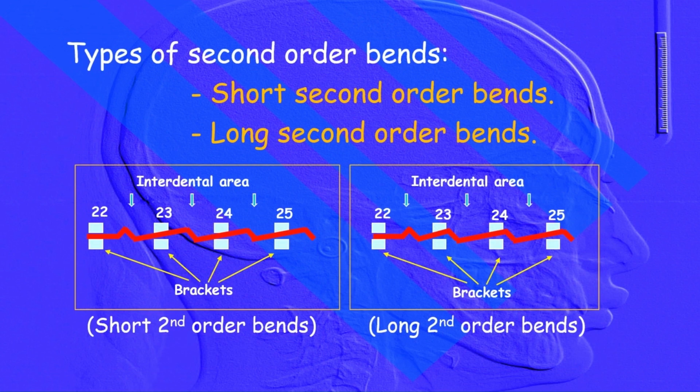Now, we will discuss different types of second-order bends. There are two types of second-order bends given in the arch wire. The first one is short second-order bends, which are typically given in the arch wire to achieve the normal mesiodistal angulation of the teeth or for the preparation of anchorage. Short second-order bends are given at the midpoint of interproximal areas. Long second-order bends are given during the extraction space closure and are given just distal to the brackets so that the arch wire can slide to a greater distance between the brackets.